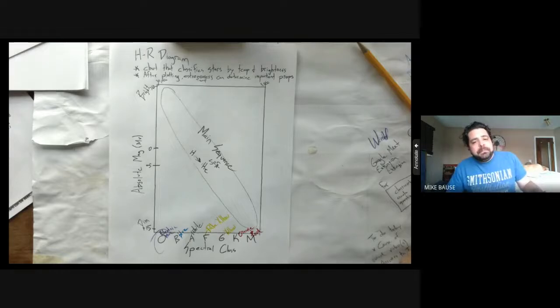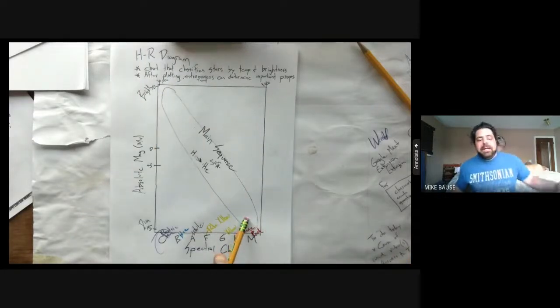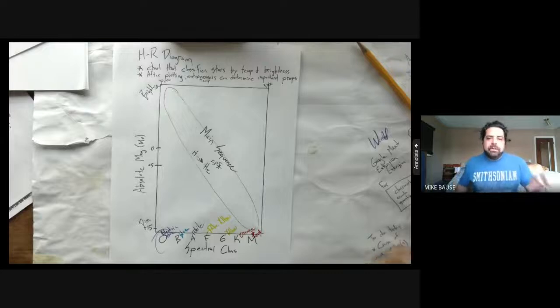And actually, we're going to stop here because this is a good place to stop. There are other portions of the HR diagram. What happens to stars when they die? How long do these stars live? And we're going to talk about that in the next video.